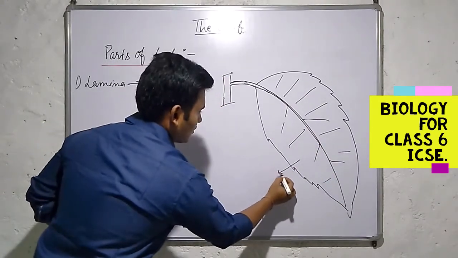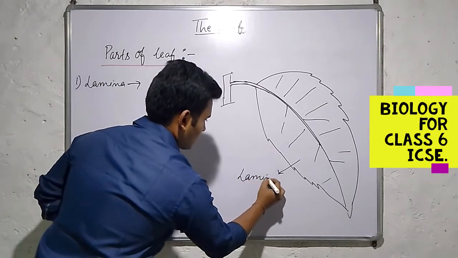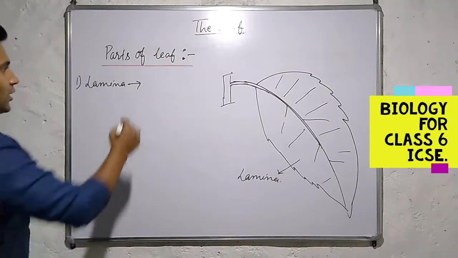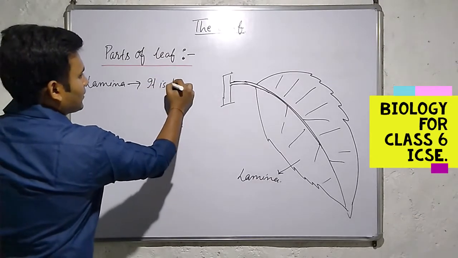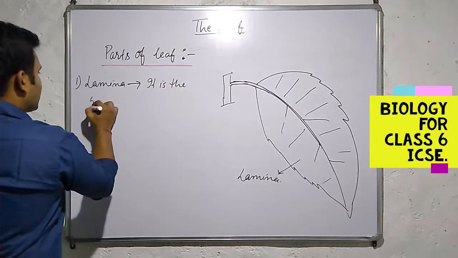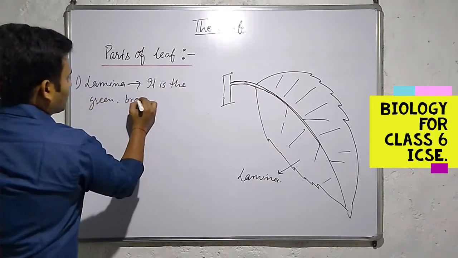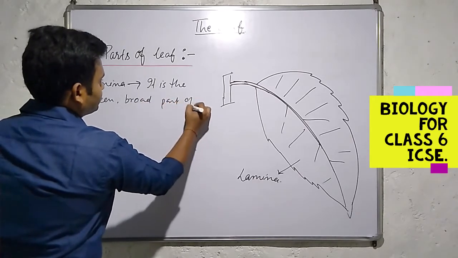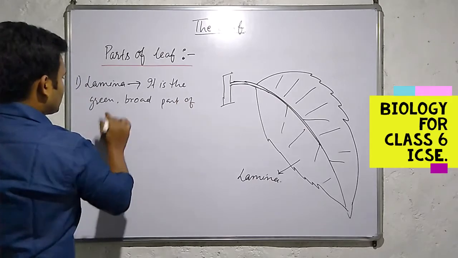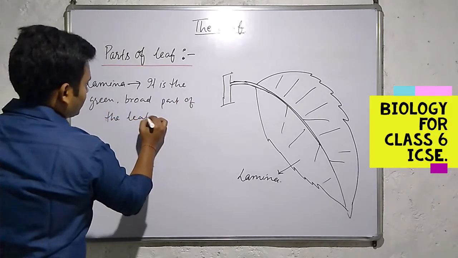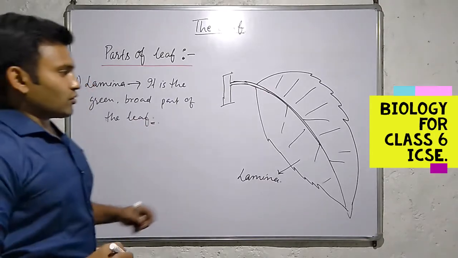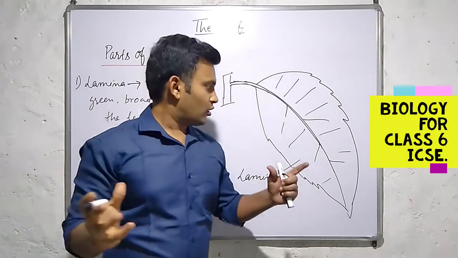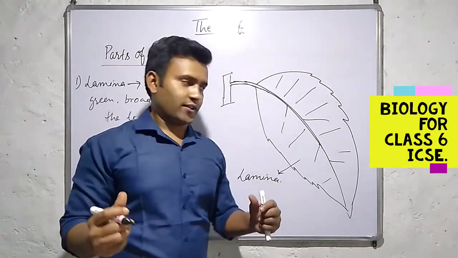So how we'll write the definition of lamina? How we'll write about the lamina? It is the green broad part of the leaf. So the importance of lamina is to collect sunlight for the process of photosynthesis.